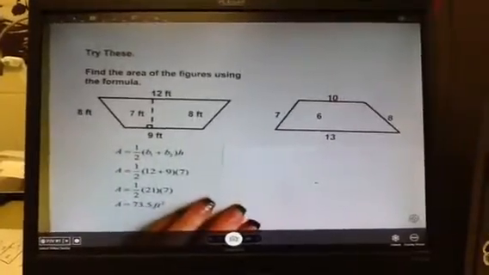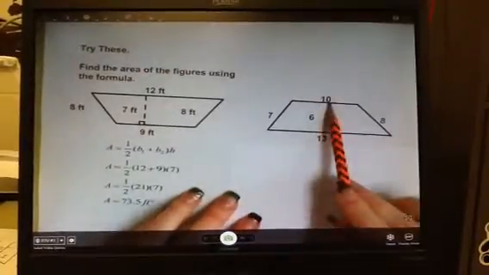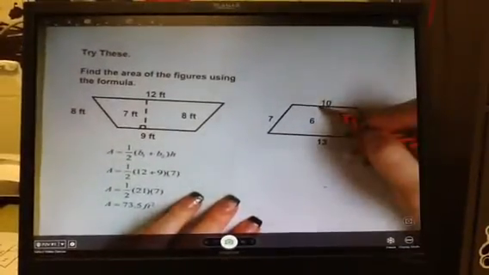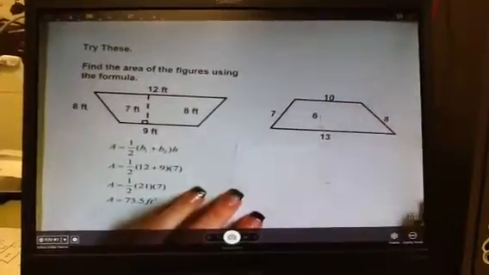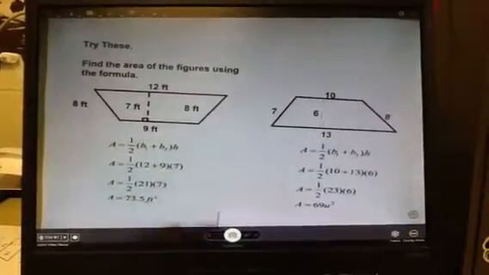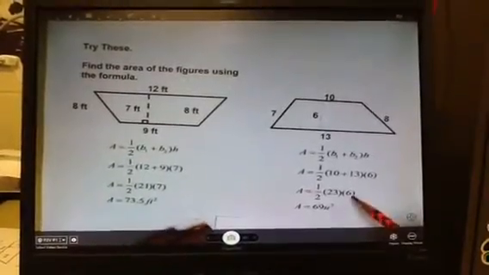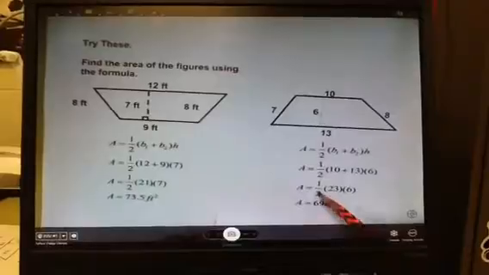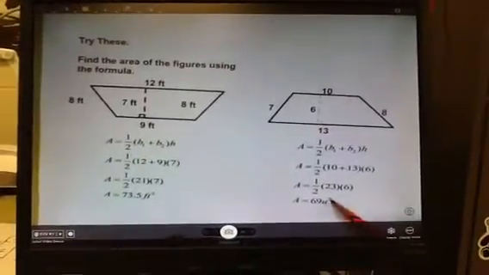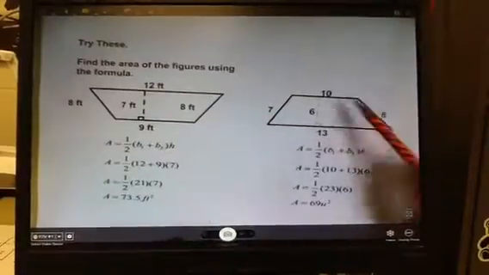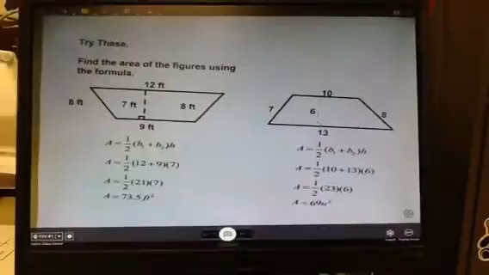If I look at this next one, I have a base of 13 and a base of 10. This would be my height of 6. So I'm going to take 13 plus 10 to get 23, multiply it by a 6, multiply it by a half, and I end up with 69 units squared. This one is labeled with units because these numbers do not have any labels, so I have to use units.